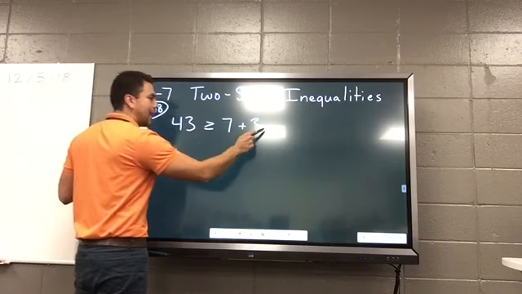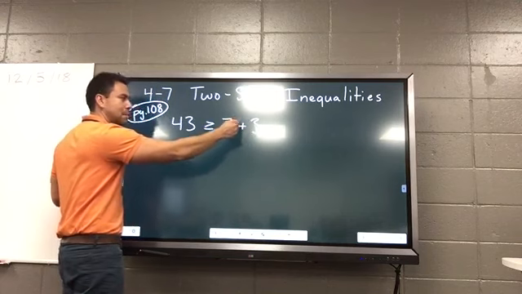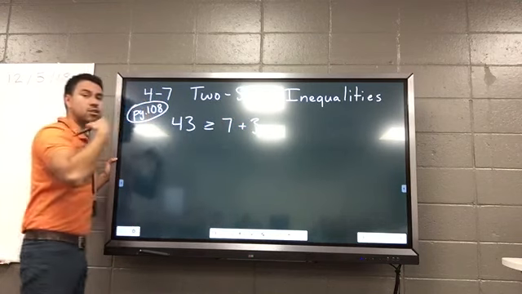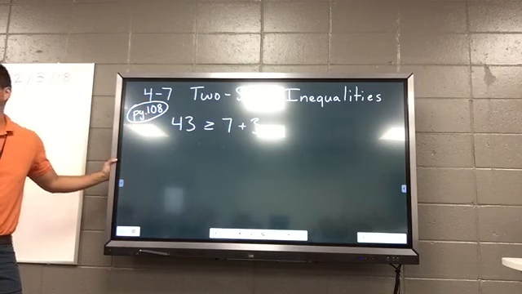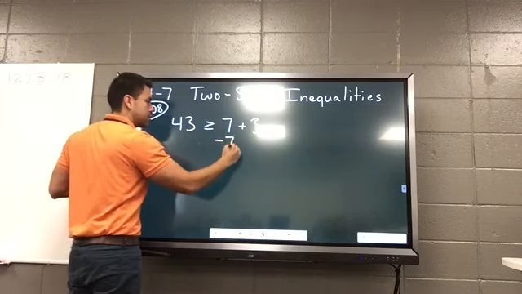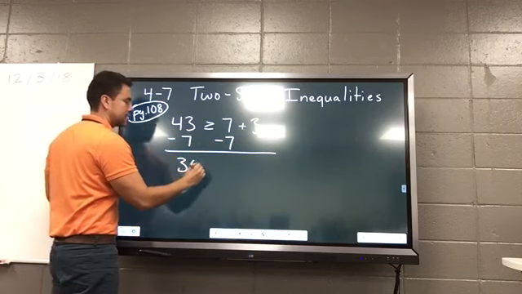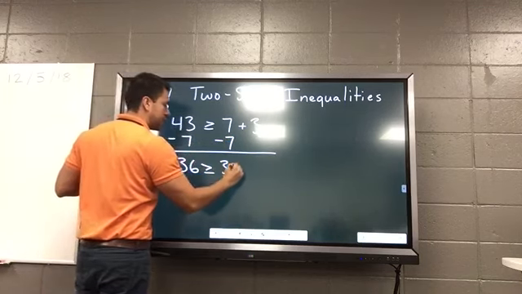What's happening to s first? First it's being multiplied, then it's being added to. So what do I undo first? You subtract the 7 on both sides. Good. Subtract 7 from both sides, and we get 36 is greater than or equal to 3s.